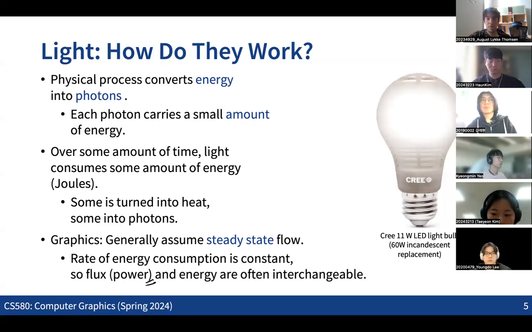So for this reason, we are going to use the two terms, power and energy, interchangeably, because these are proportional quantities in the lighting.